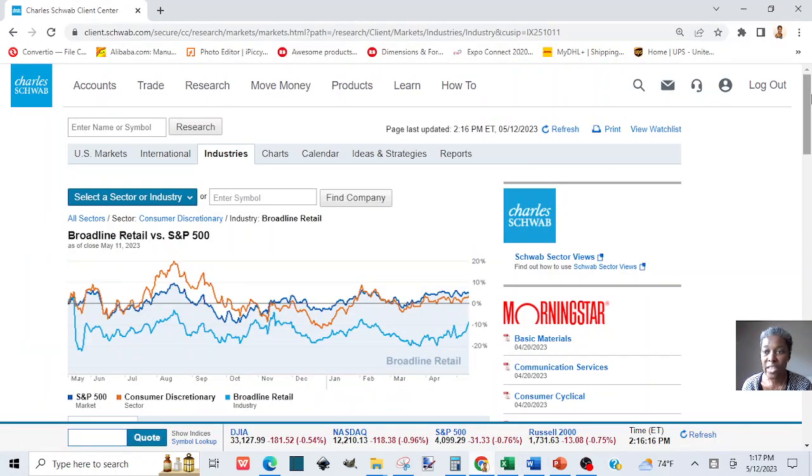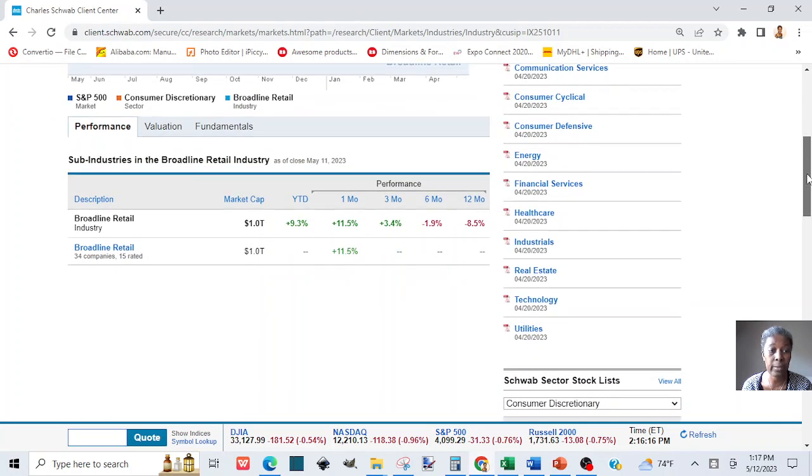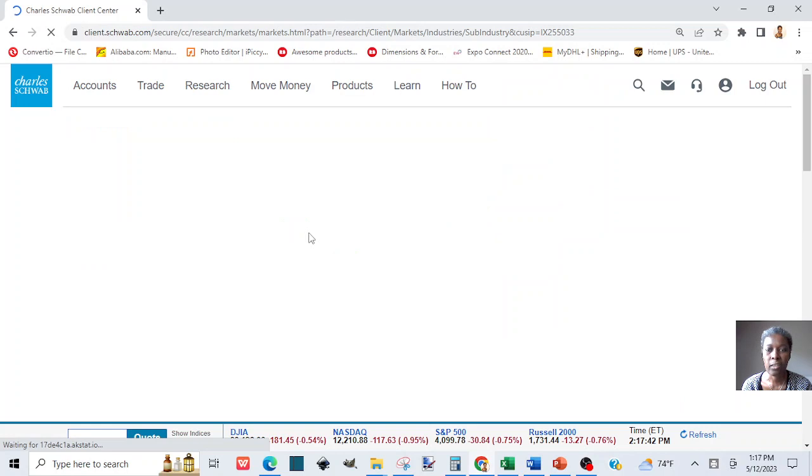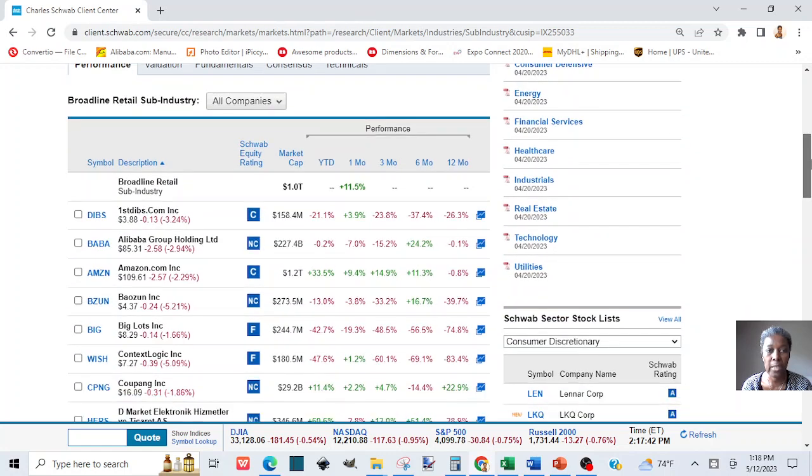So now that we have the spreadsheet available and we click on the Broadline Retail industry, it has one sub-industry, Broadline Retail. So we'll click on that as well. Under that sub-industry, you can see the flow: sector, Consumer Discretionary, industry, Broadline Retail, sub-industry, Broadline Retail. And it has 34 companies.